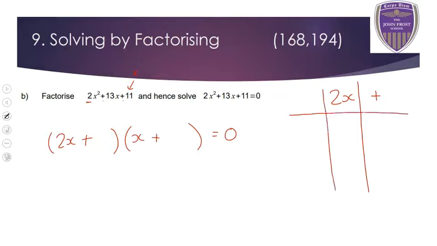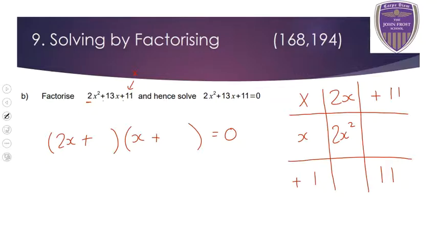So do the box method, set up a little trial and error, see which one makes the plus 13 in the middle. Okay, so we know that that needs to be 11. So let's just see how it works. I'm going to put 11 here and 1 here and see whether that works. And if it doesn't work, we'll just swap the 11 and the 1 over.